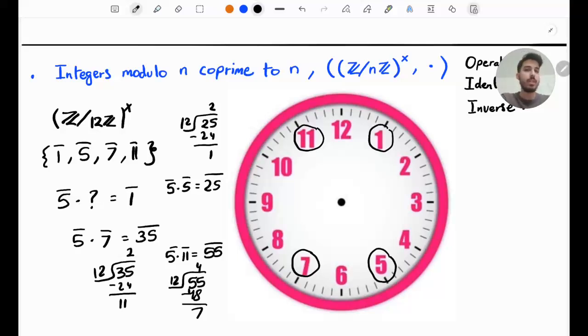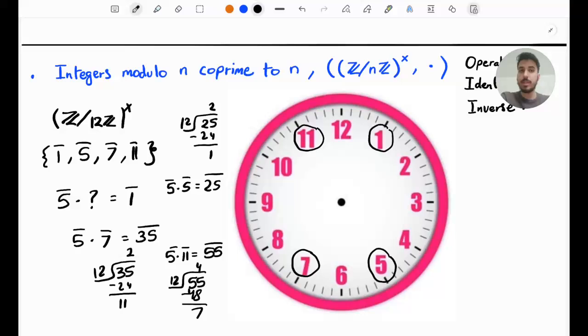What about 7? Is it the inverse of 7? 7 times 7 is 49. You divide 49 by 12, you get 4 with a remainder of 1. So it is an inverse of itself.